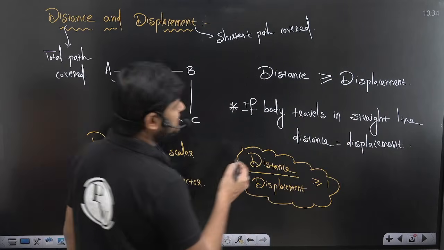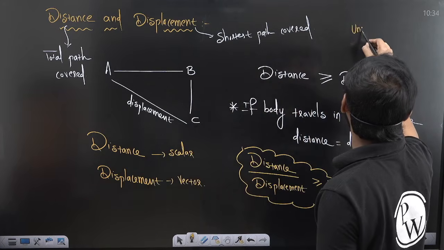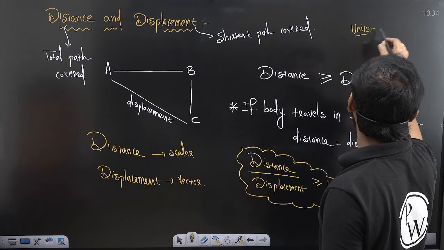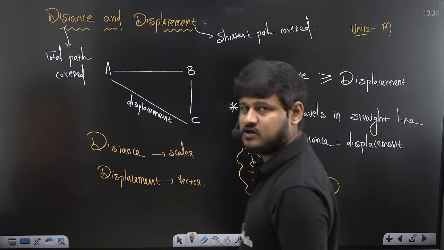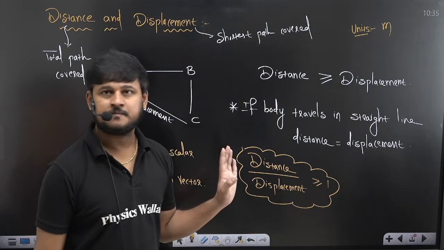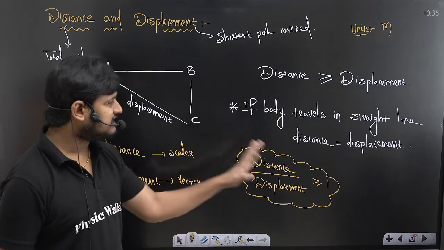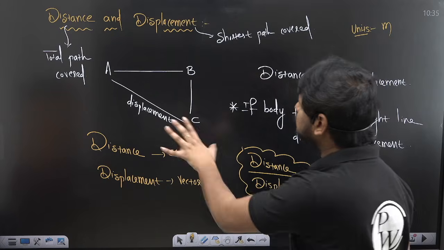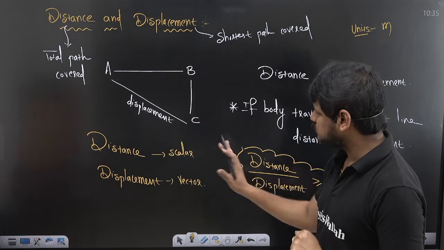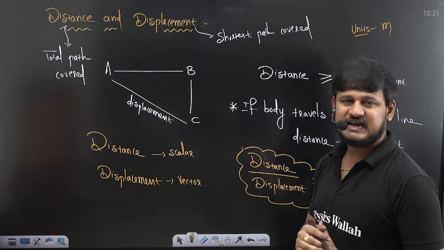The SI units we use to measure distance and displacement are either centimeter, meter or kilometer, whatever. Okay? The dimensions are clear, understanding the basic part, everyone? So let's move further. Any doubts related to distance and displacement? These all you learned in grade 9th itself.